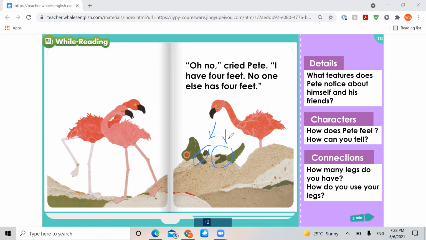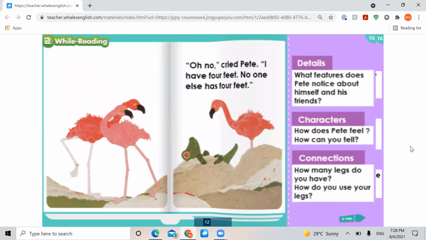That's right. He has 1, 2, 3, 4 legs. But what about his friends? You're right. They only have 2. How do you think that's going to make Pete feel? What about you? How many legs do you have? That's right. You have 2 legs too, just like the flamingos. Let's read on.